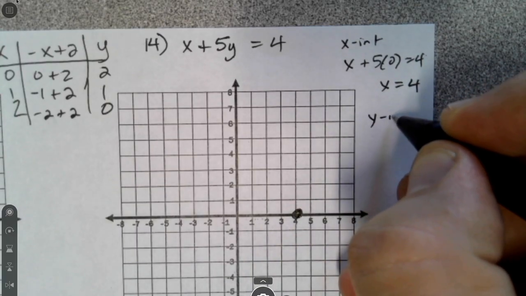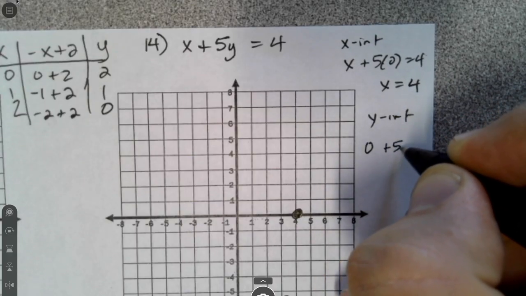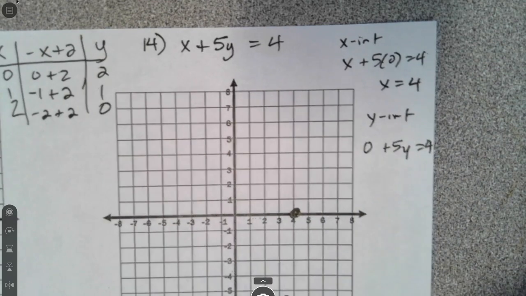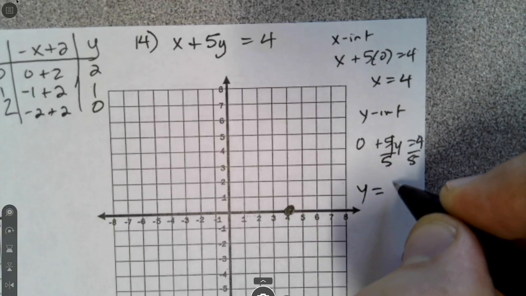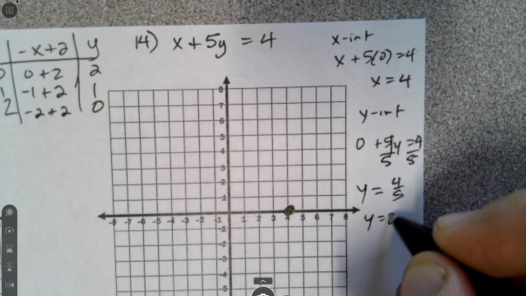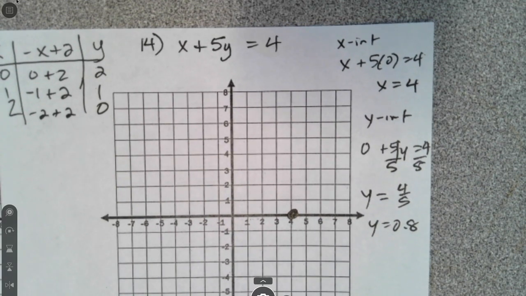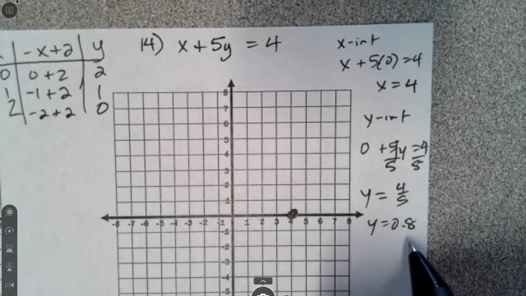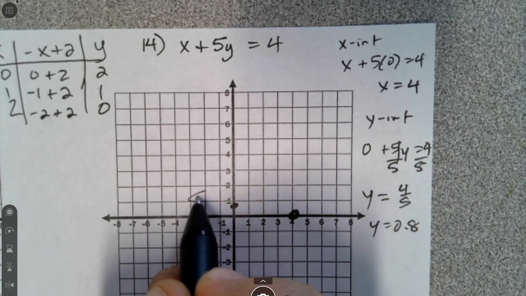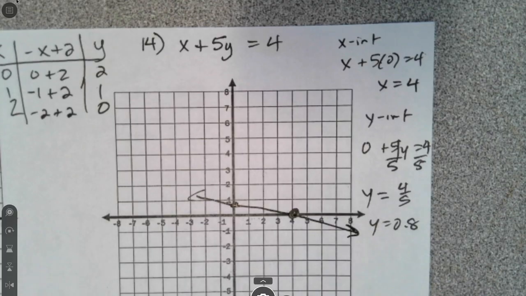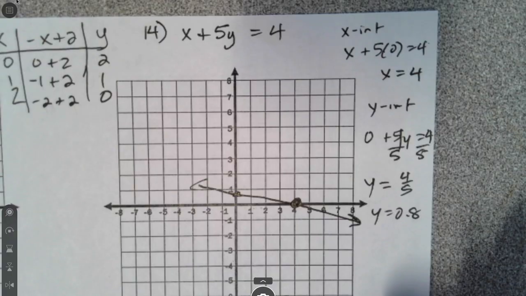Now to find the y-intercept, I'm going to plug in 0 for x. So 5y is equal to 4. I'll divide both sides by 5. That gives me y equals 4/5, or you could write it as y equals 0.8. I think I'll give you all whole numbers on the test, but we can estimate just fine. So 0.8, that's just below 1. So it's on the y-axis just below 1. Then I draw a line through those 2 points and have graphed this equation.